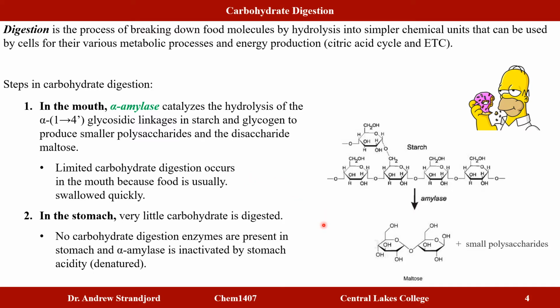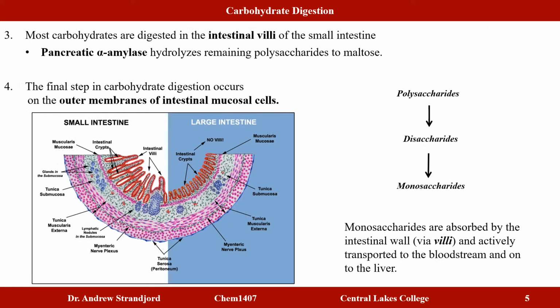In the stomach, very little carbohydrate is digested. That's because once the enzymes enter the stomach, like amylase being swallowed, it gets deactivated or denatured by the acidity of the stomach, so it's no longer an active enzyme. Most of the carbohydrates that we eat are digested in the small intestine in areas called intestinal villi, which are areas with very high surface area. In those intestinal villi, there is an enzyme called pancreatic alpha amylase, which hydrolyzes the remaining polysaccharides to the disaccharide maltose. So I've gone from polysaccharides to disaccharides.